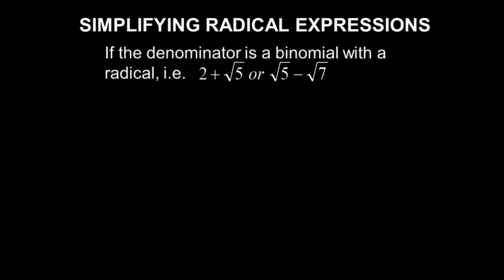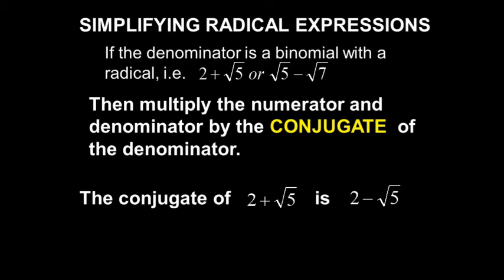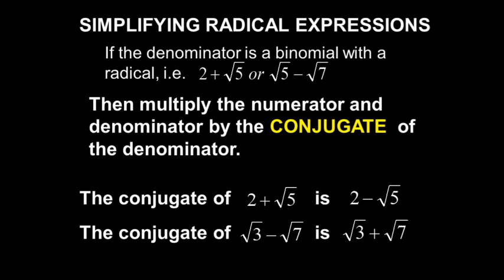Okay? If the denominator is a binomial with a radical, for example, 2 plus the square root of 5 or the square root of 5 minus the square root of 7, then multiply the numerator and denominator by the conjugate of your denominator. So, if your denominator is a binomial with a radical, we need to multiply your numerator and denominator by the conjugate of your denominator. The conjugate of 2 plus the square root of 5 is 2 minus the square root of 5. The conjugate of square root of 3 minus the square root of 7 is square root of 3 plus the square root of 7.